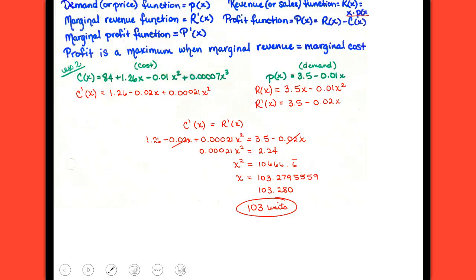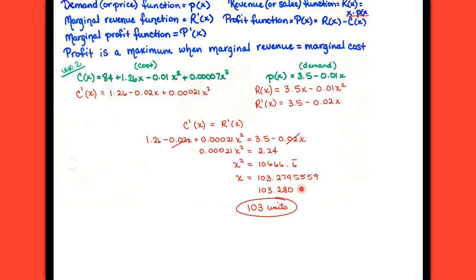If I'm given 3 place decimal accuracy for AP, that would be 103.280. But if I'm answering a question for a word problem that says, how many units should I make to maximize my profit, then I want to make 103 of them.